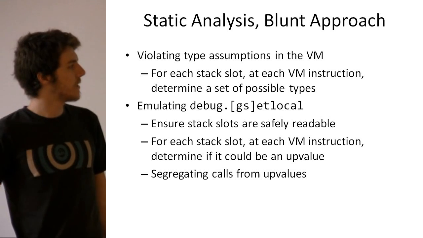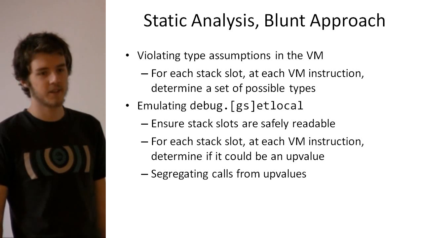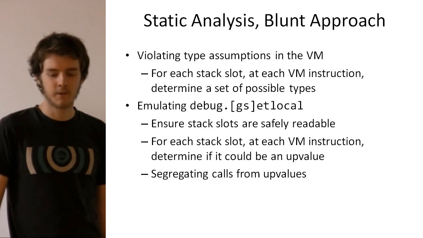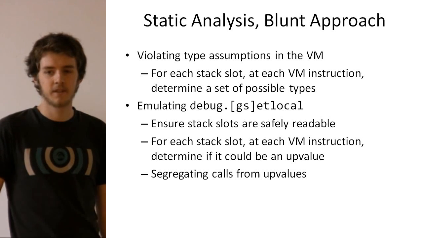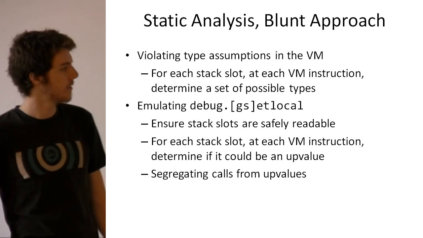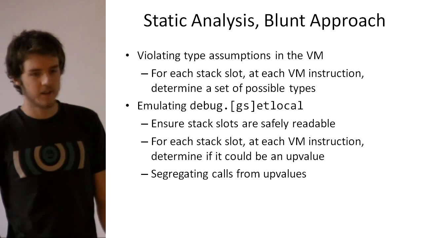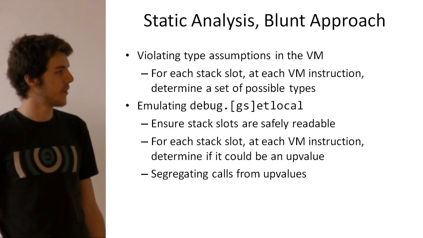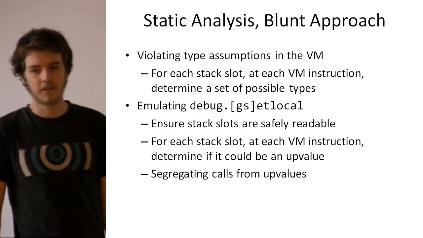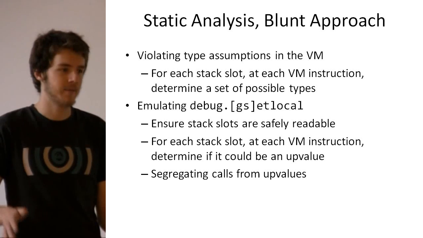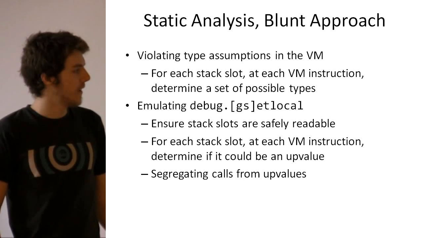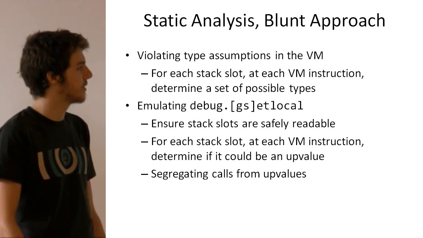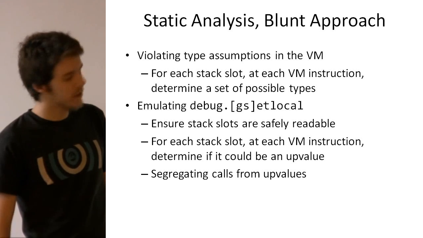Similar to that is determining if a particular stack slot could have an upvalue pointing to it. If it could, then you want to make sure that other functions don't see that at the front of their stack frame. So again, for every stack slot and every bytecode position, you decide whether it could or could not be an upvalue, assuming the worst case that it might be one. Then function calls cannot happen if they overlap with one of these possible upvalue points. And this kind of works.